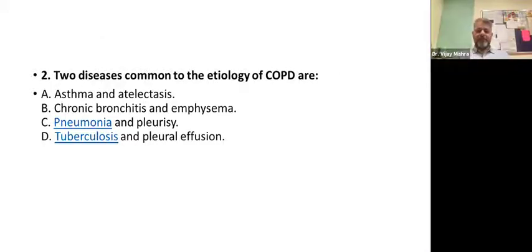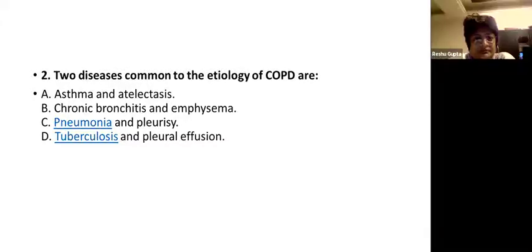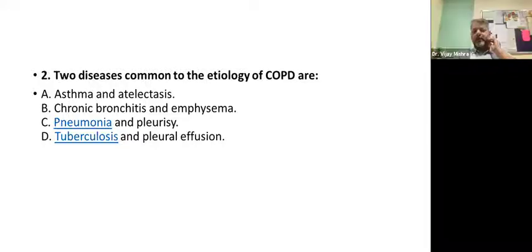The next question is: two diseases which have a common etiology with COPD. Again, this is a very simple question, but there will be a discussion at the end of it. Common etiology of COPD: asthma and atelectasis? We'll discuss why not. Chronic bronchitis and emphysema, probably yes. Well, certainly yes. Pneumonia and pleurisy, do they not have common etiology like COPD? Tuberculosis and pleural effusion? We'll see to it. Can we come to the explanation next, please?